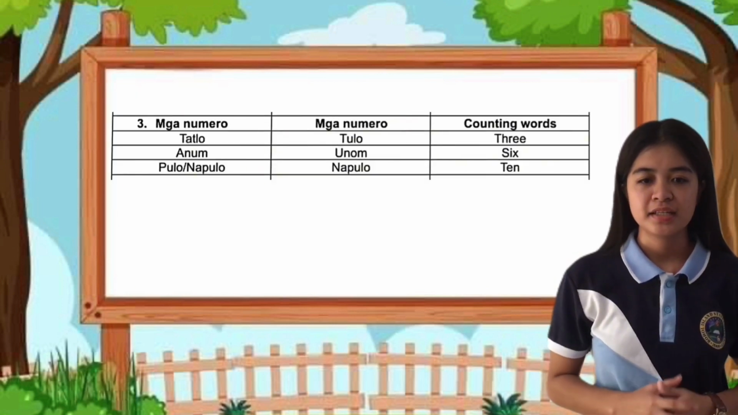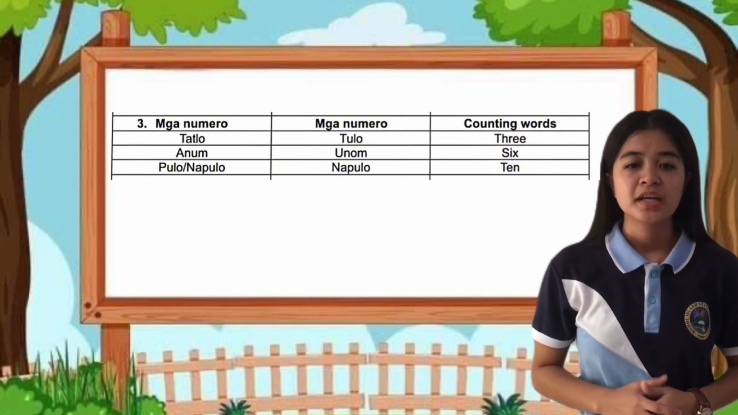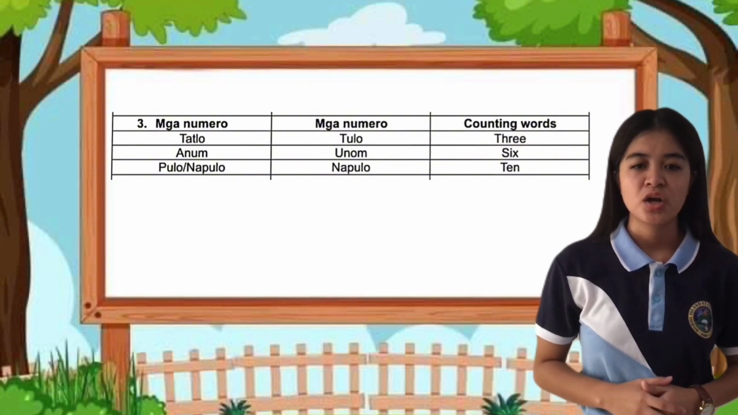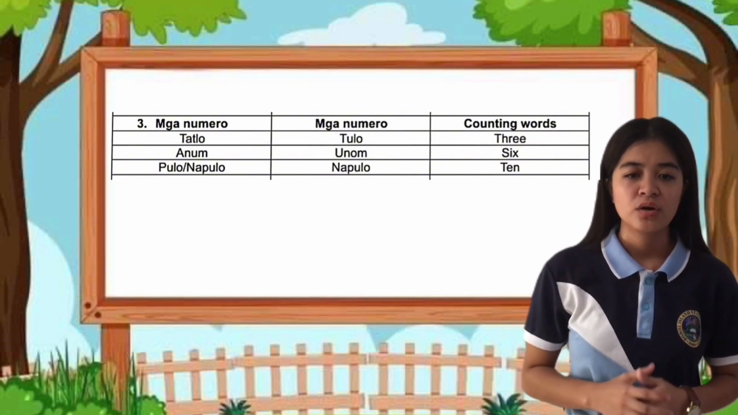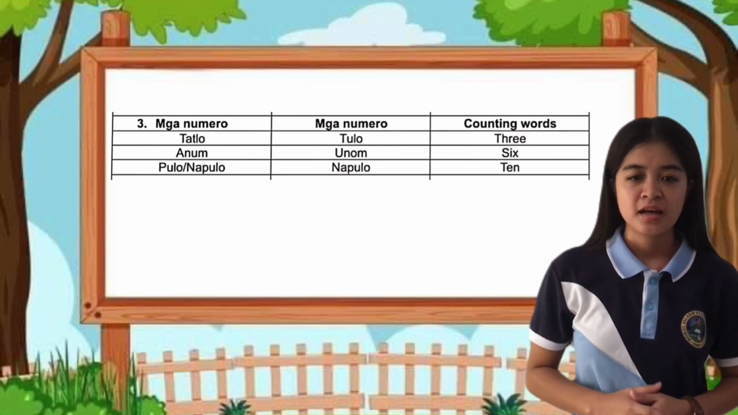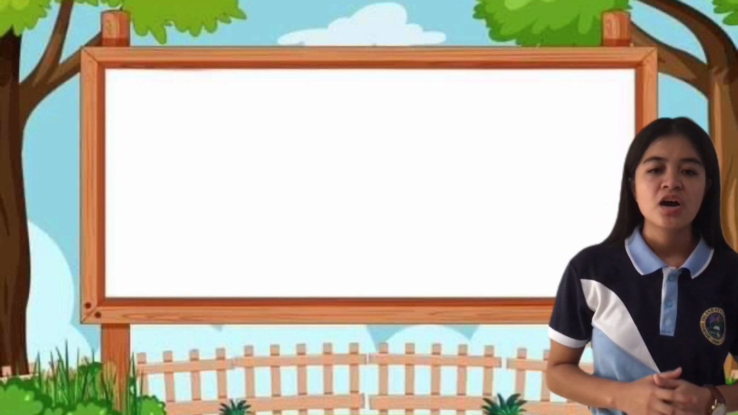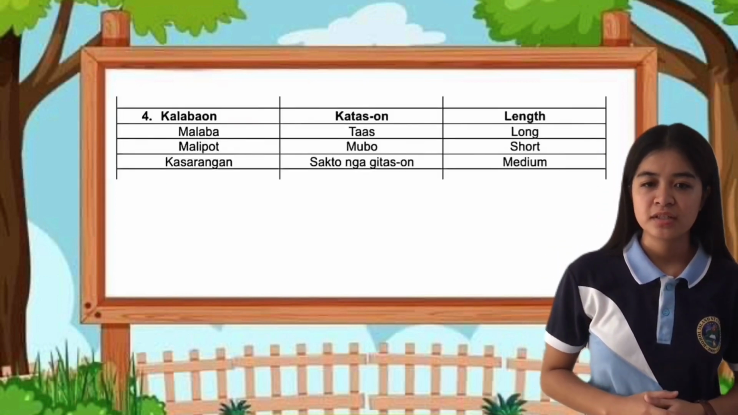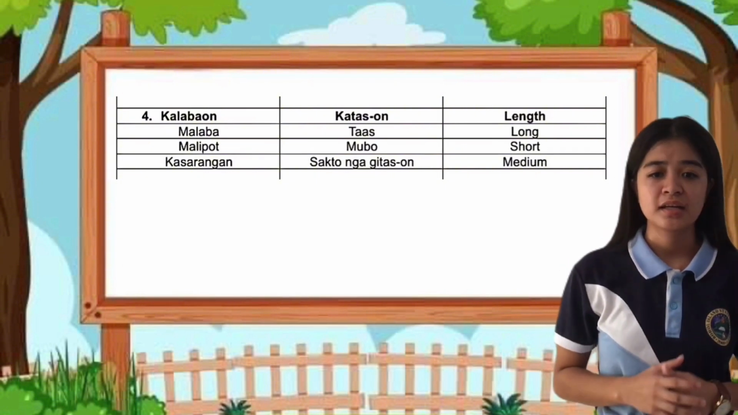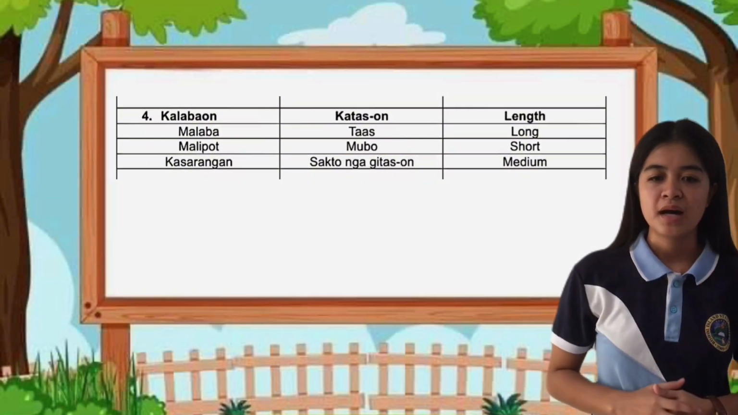For number 3, in Hiligaynon, mga numero. In our mother tongue, mga numero. In English, counting words. We have here tatlo, tulo, 3, ano, uno, 6, pulo or napulo, napulo, and 10. For number 4, in Hiligaynon, kalabaon. In our mother tongue, katason. In English, length. We have here malaba.